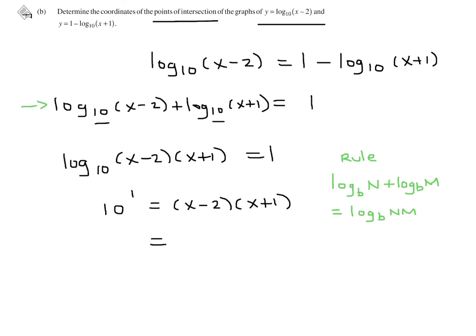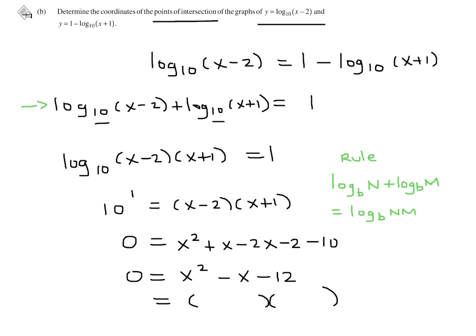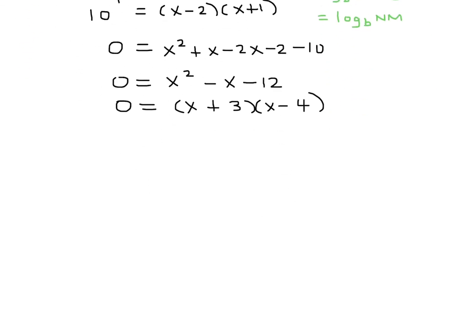This looks like it's probably going to be some sort of a quadratic. x squared plus x minus 2x minus 2 minus 10. I brought the 10 over. So this looks like x squared minus x minus 12. And does this factor? I hope so. 3 and 4, minus, plus. Yeah, that would do it. All right, great. So that means x is equal to minus 3 or 4.